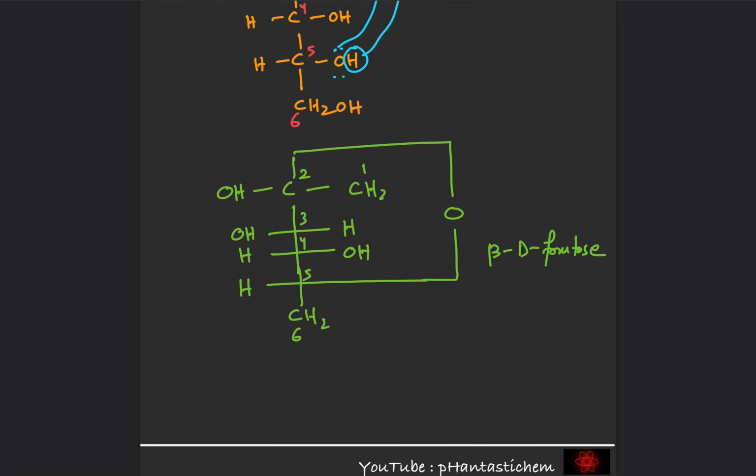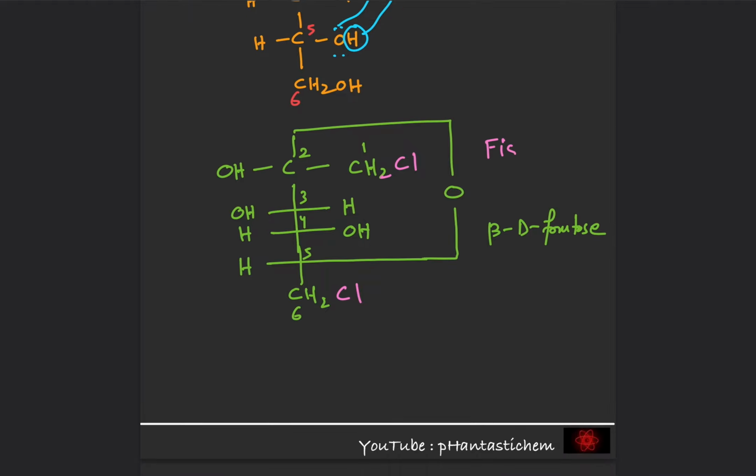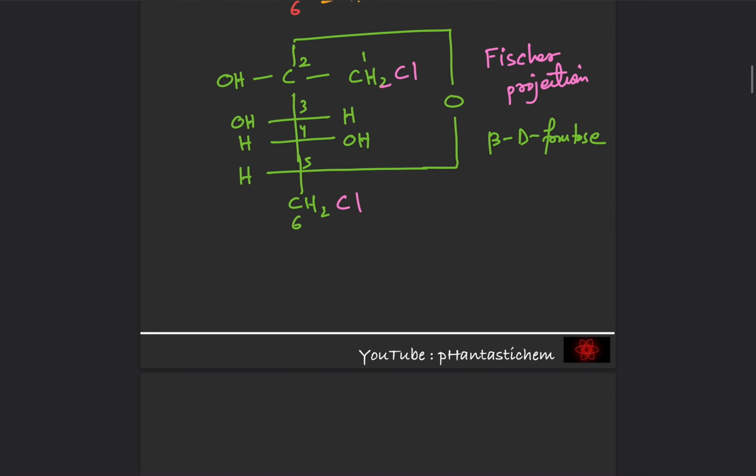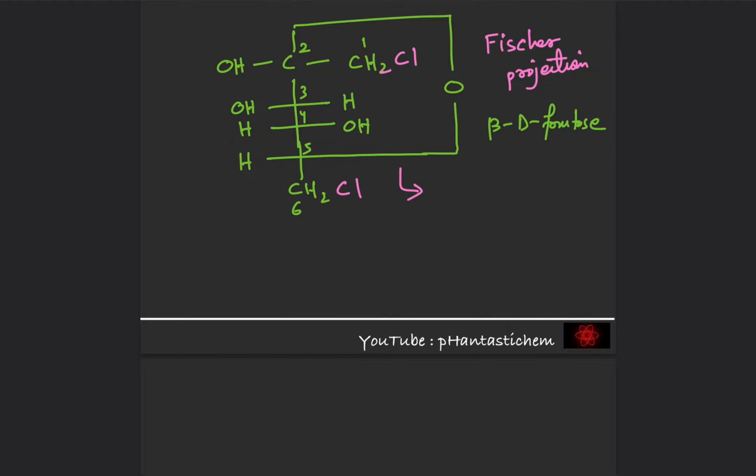So we will have chlorine in the place of OH, and this is the Fischer projection. To convert it into a Haworth projection, we know the rules. Groups lying towards the left are above the plane. Groups lying towards the right are below the plane, and the terminal CH2Cl is above the plane. So taking care of these rules, the Haworth projection will look something like this.